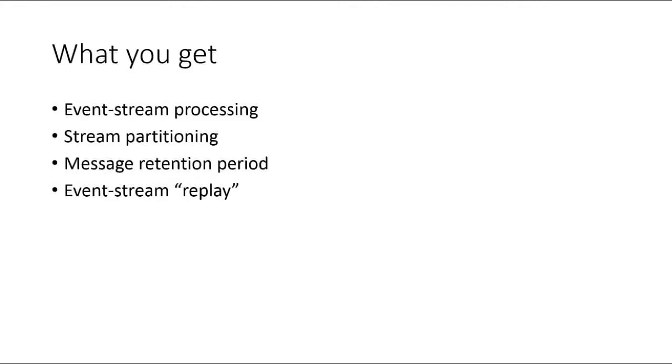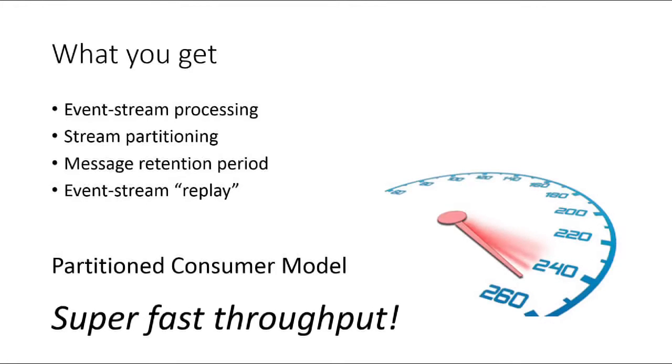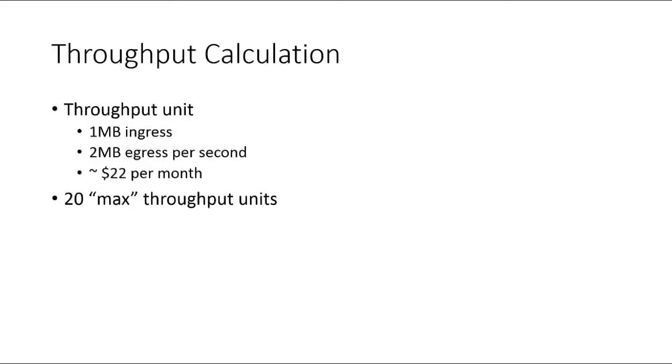As opposed to the competing consumer model, these capabilities give you what's called the partitioned consumer model. Your consumers work independently against their own partition of the event stream in the Event Hub. With the partitioned consumer model, you end up with super fast throughput. What do I mean by super fast throughput? Let's look at some numbers.